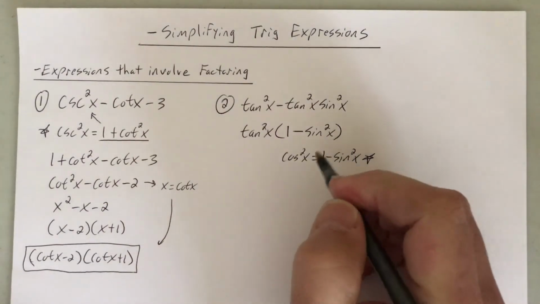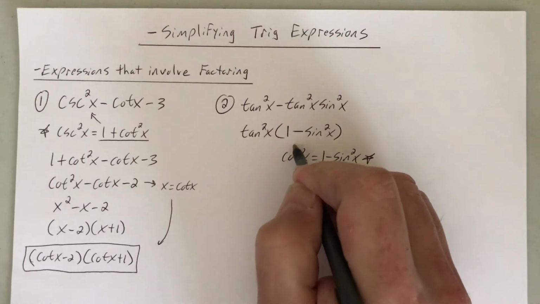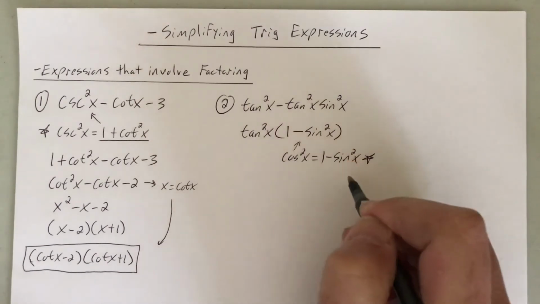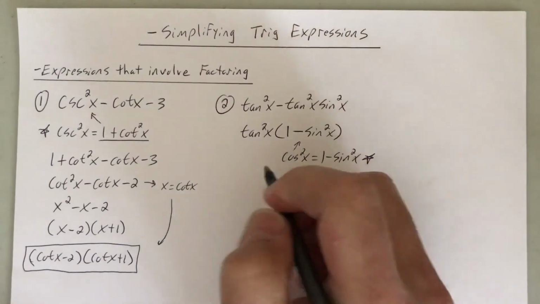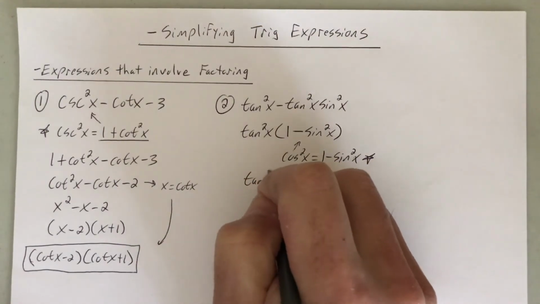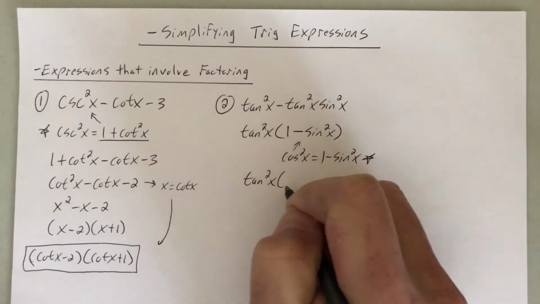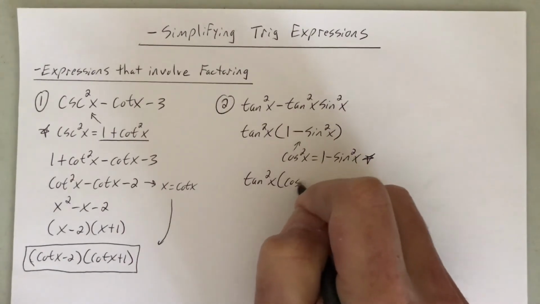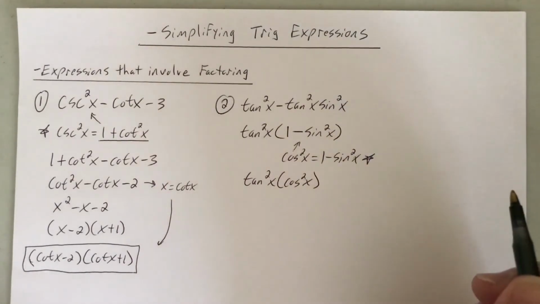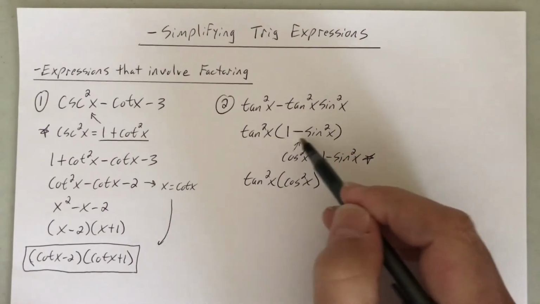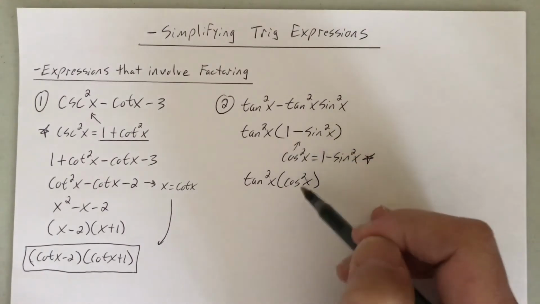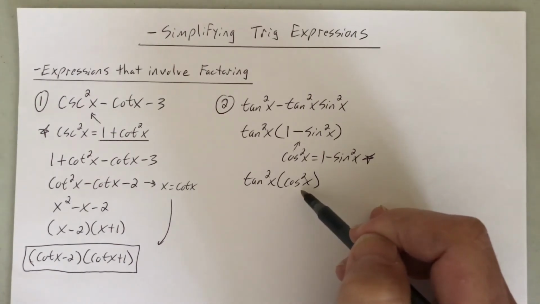So I can go ahead and replace this with the 1 minus sine squared x. Then that would give me tan squared x times cosine squared x. So now you're saying, well, I have a different trig function, but I made this a little bit smaller because I had a 1 minus. Now I just have a single term for my trig function.